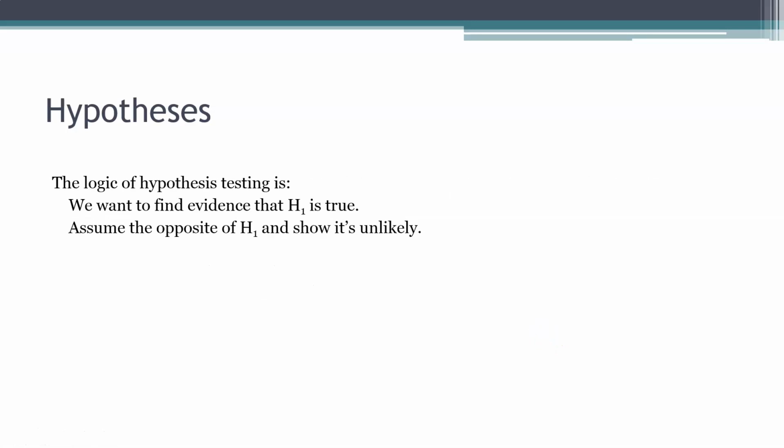So let's talk a little bit about the logic of hypothesis testing. With the logic, we said that we want to demonstrate that the alternative hypothesis is true. So what we're going to do is assume the opposite and show that the opposite is unlikely. So again, in order to show H1 is true, we're going to assume H naught and show that H naught isn't feasible.